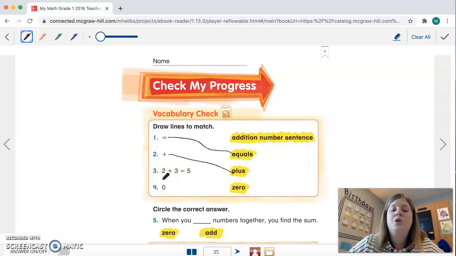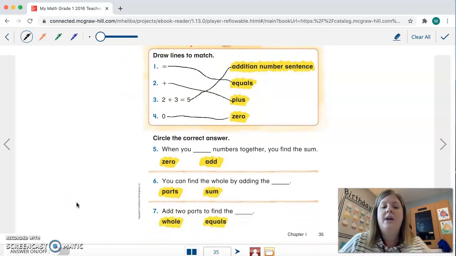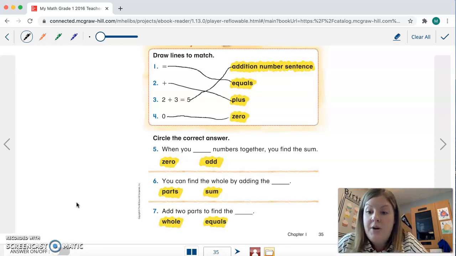Number three says 2 plus 3 equals 5. That is an addition number sentence, so we're going to draw a line up here. And number four is a 0, so we're going to draw a line to 0. Okay, that's it for that part, okay? Go ahead and do that. If you need to, pause the video. All right. The next part you're going to do on your own, okay?